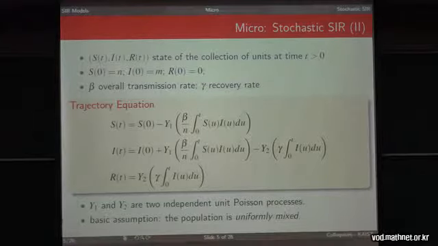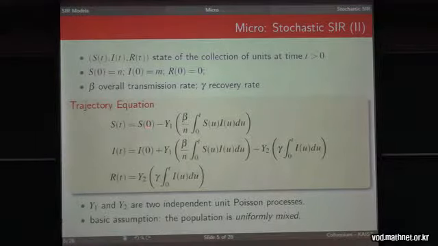So the so-called trajectory equations are basically given in terms of Poisson processes and certain rescaling of times of these processes. What I'm looking at is this triple S, I, R, which is the state of some collection of units at time t. I'm assuming that I have these initial conditions over here, and beta and gamma are not changing over time, they're fixed. And I am writing out the equations that now will be describing the evolution of this random system.